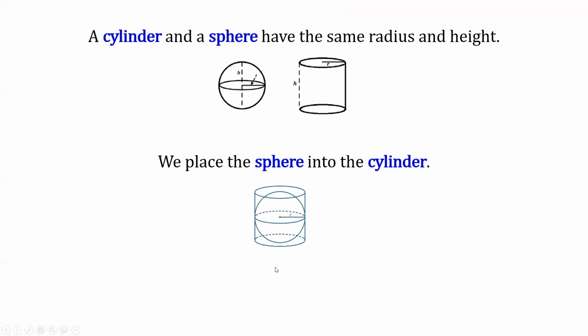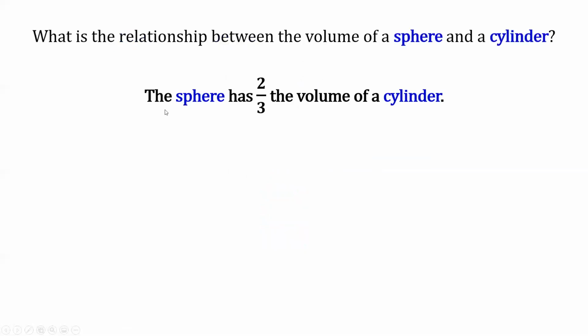Why I want to know is it's going to allow me to create a formula for the sphere. If you remember, the cone took up 1/3 of it, meaning I could take 3 cones and place them into the cylinder. And we can figure this out the same way I did the cone. I can pour water into the sphere, and then pour that into the cylinder, and figure out how much space it took up. And it turns out the sphere has 2/3 the volume of the cylinder. I'll post a video in the description that shows why this is.